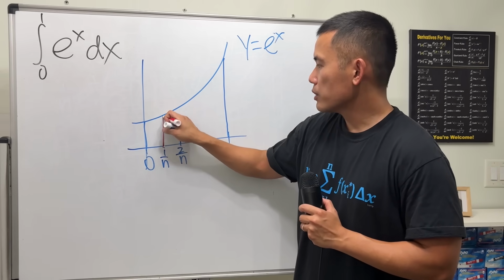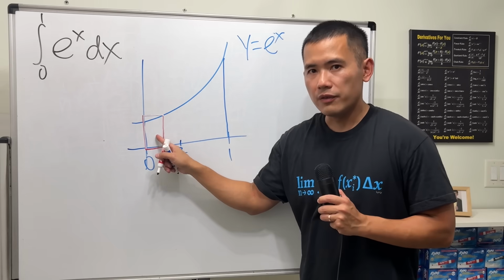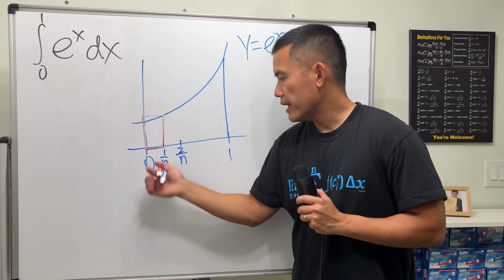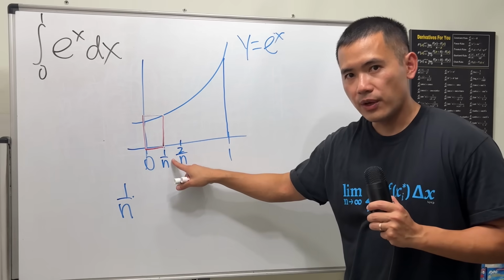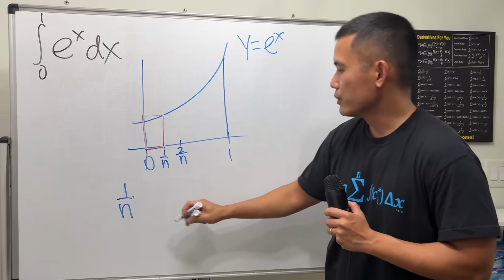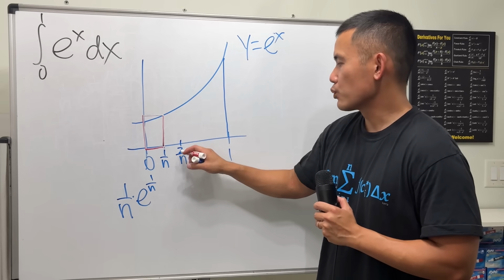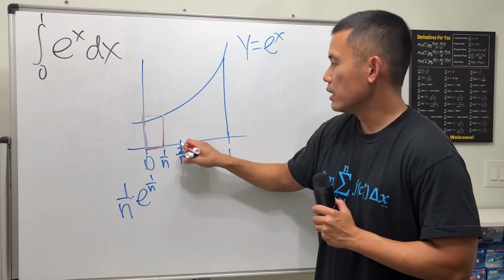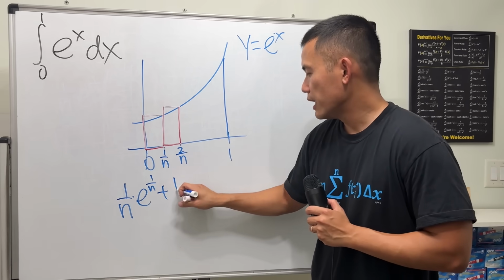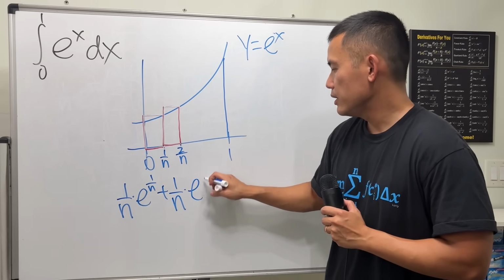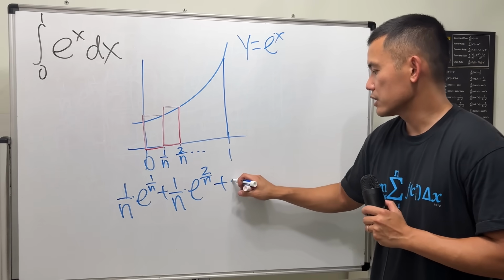Start right here, go up to the curve, and then draw a rectangle like so. And then we will find the area of this rectangle, which is the base 1 over n times the height, because we use this as the x value. Put it here, we get a y value, e to the 1 over n. And then do the same thing for the next one, and we will use this for the x value. Go up, create a rectangle. So the base is still 1 over n, but the height is now e to the 2 over n. And then just continue in the same fashion, and then just keep on going.